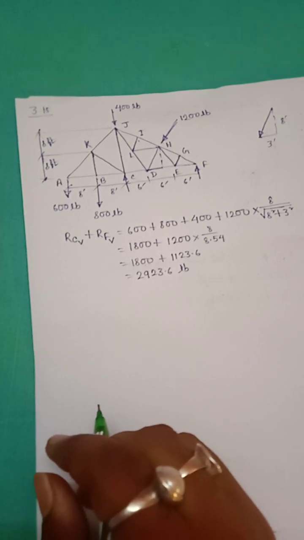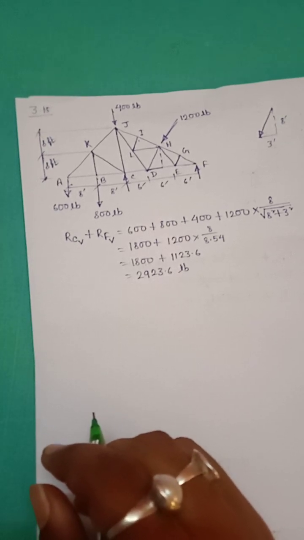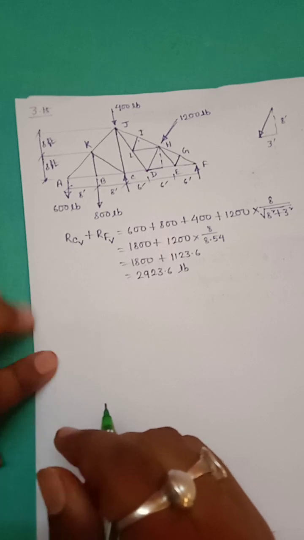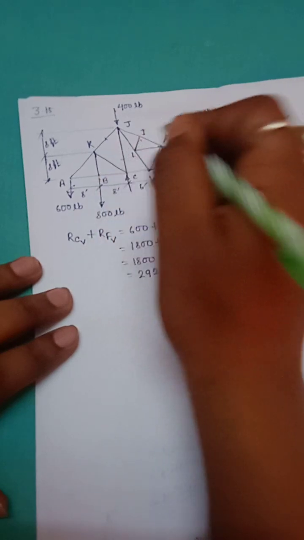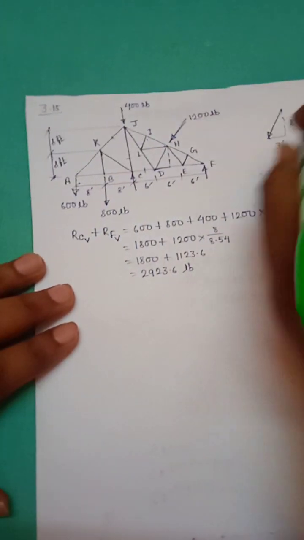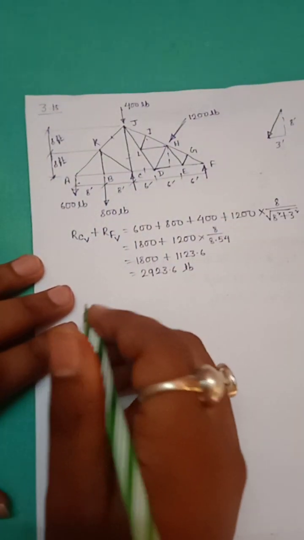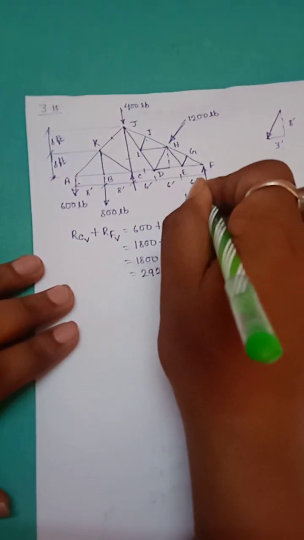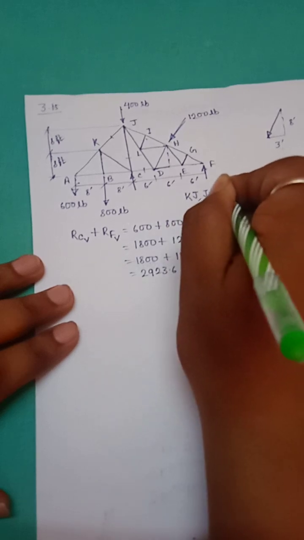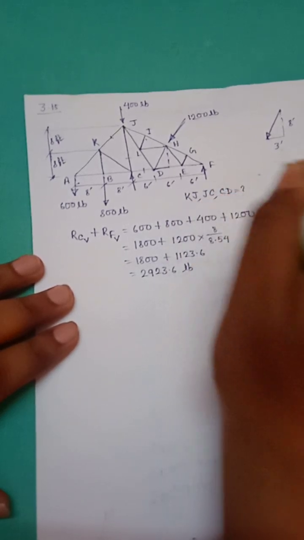Oh, by the way, we have to solve for the forces in member KJ, JC, CD. KJ, JC, CD.